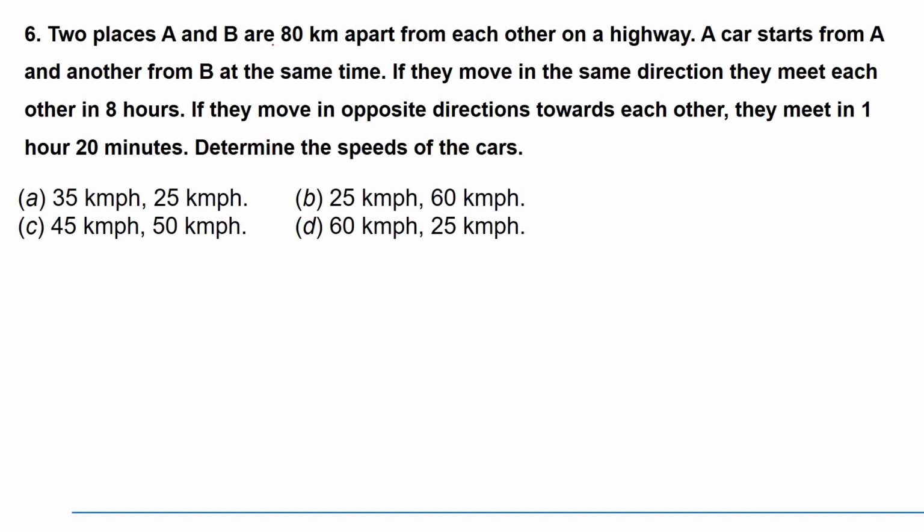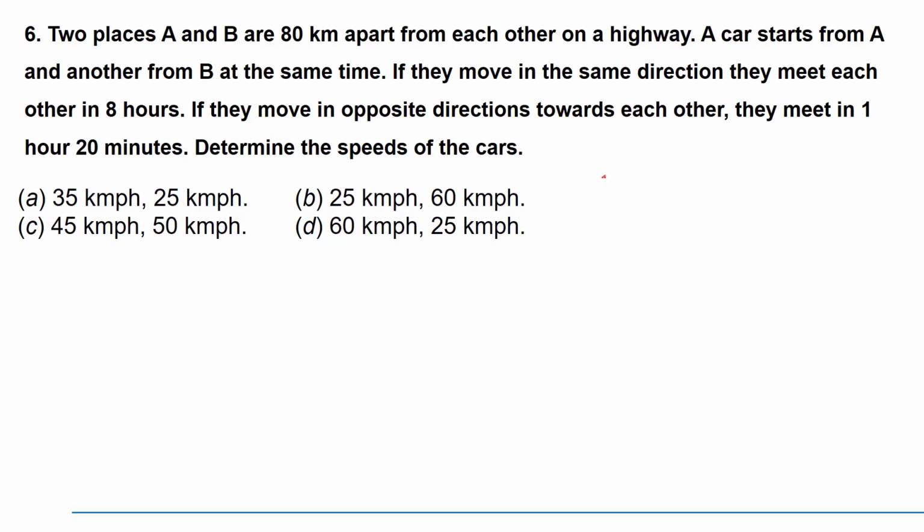Two places A and B are 80 km apart from each other on a highway. A car starts from A and another from B at the same time. If they move in the same direction, they meet each other in 8 hours. If they move in the opposite directions, they meet in 1 hour 20 minutes. Determine the speeds of the car.